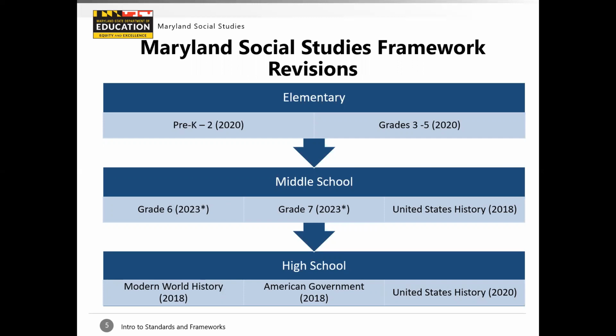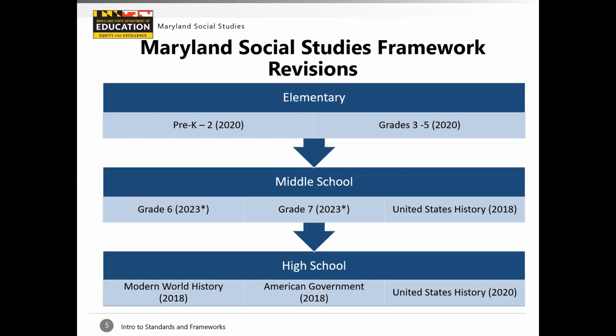These frameworks help to inform local curricula. As you can see, we've been busy in Maryland, updating and aligning the frameworks to the updated Maryland state standards. Currently, there are 2 frameworks still in the revision process. The grade 6 and grade 7 framework teacher work groups were convened at the end of the 2020-2021 school year. The expected rollout date of these frameworks is 2023.